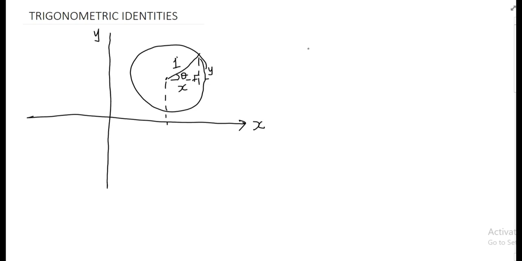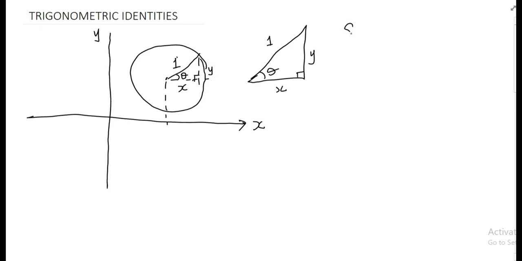So I would like us to transfer this diagram to this side so that we can see it clearly. You have this as the angle theta. This is x, this is y, and this is 1. Of course, that's the radius of it. So from what we have here, we can define the trig identities of sine, cos, and tan.